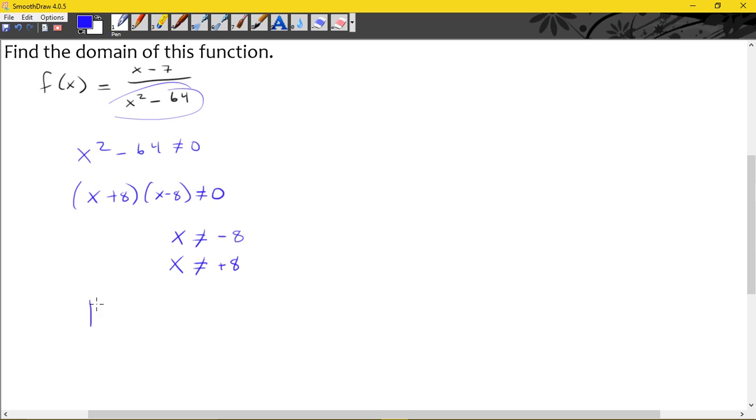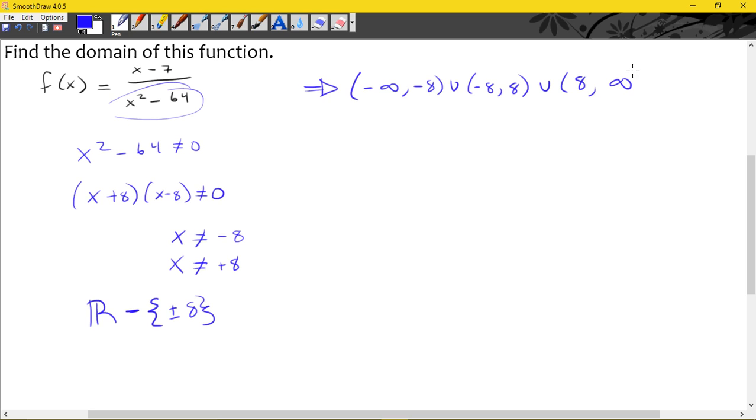Now, in set builder notation, this is pretty easy. It's the reals take away, or minus, either works, plus or minus 8. In interval notation, like the book uses, it's a little bit trickier. We have to say, okay, look, it's everything less than negative 8, everything between negative 8 and 8, and everything greater than 8. There we go. So we could call this a triple interval.